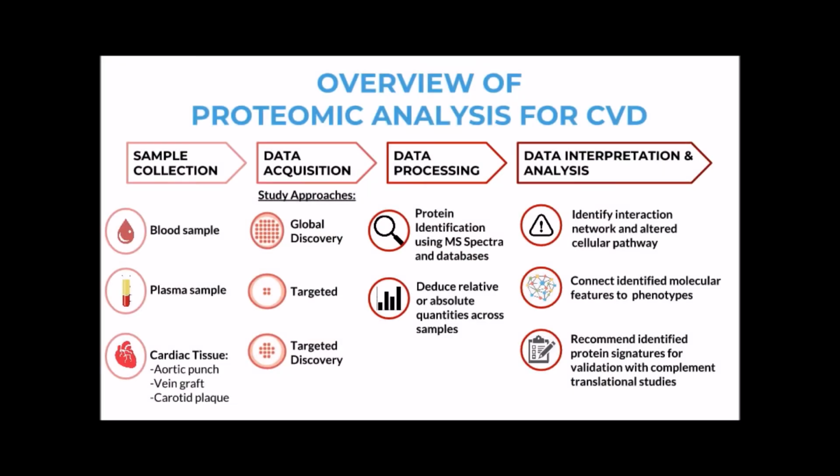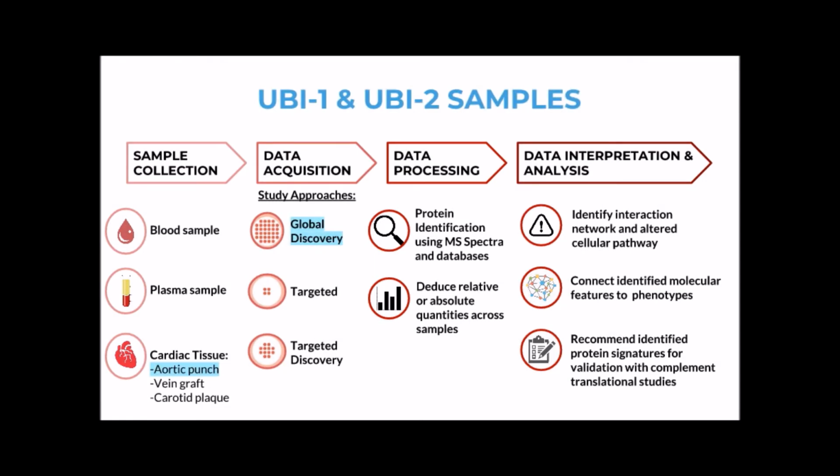This is the overview of the proteomic analysis for cardiovascular disease. In the case of the samples given, UB1 and UB2, our sample collection was done such that we were given cardiac tissue as our sample. It is the aortic punch tissue, which is derived from coronary artery diseased patients. For data acquisition, we use the global discovery approach, such that we digest the tissue and we get the total amount of protein.